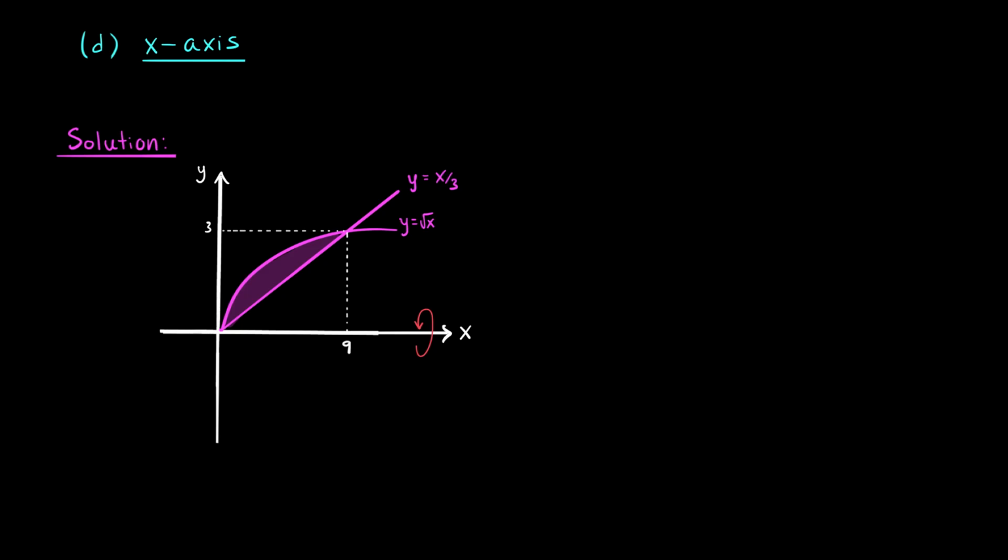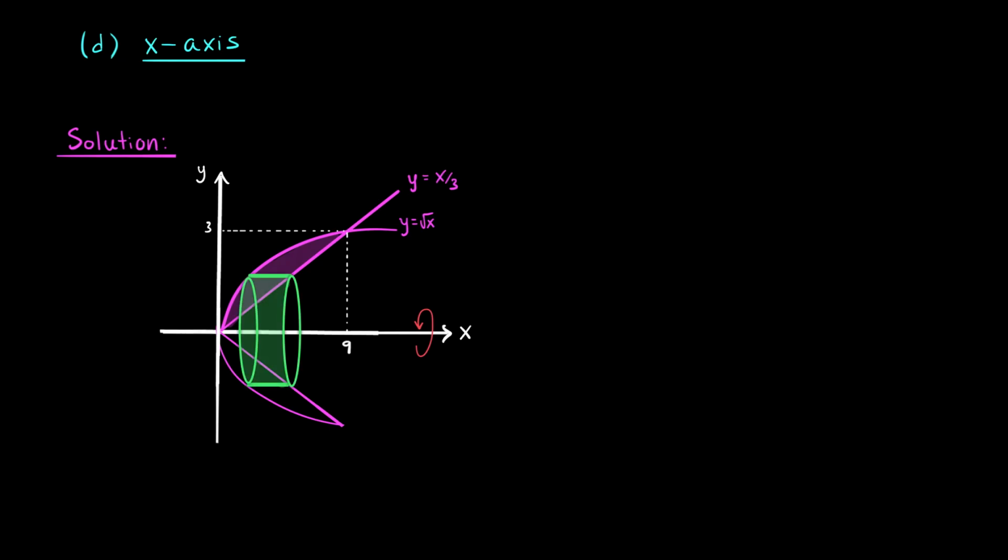Alrighty, last one, my friends, and this one's a bit different. While all of our earlier examples have been rotating about vertical axes, this time we're rotating our region about the x-axis. Can we still use cylindrical shells to solve this problem? Yes, we can. We again draw out our region as it appears after it's rotated about the axis, and we draw out a typical cylindrical shell.